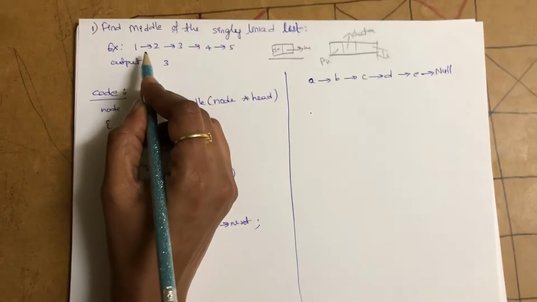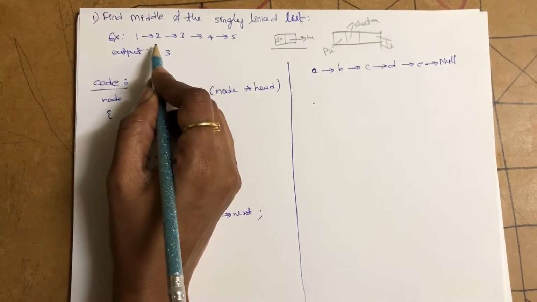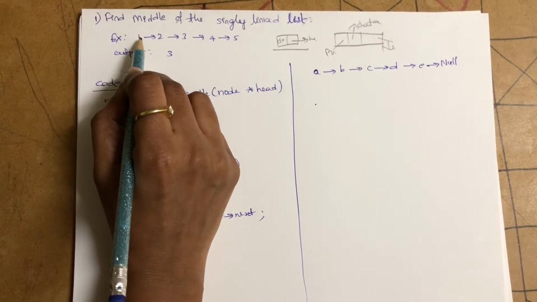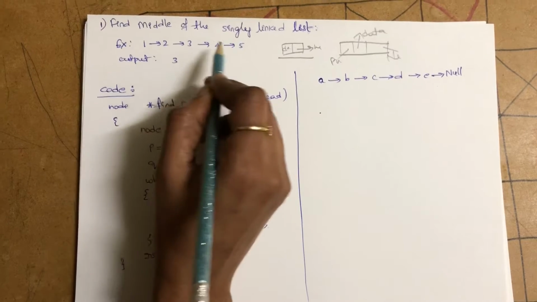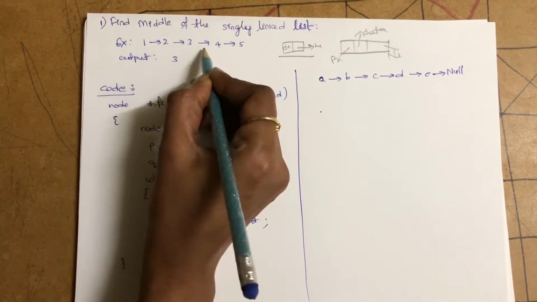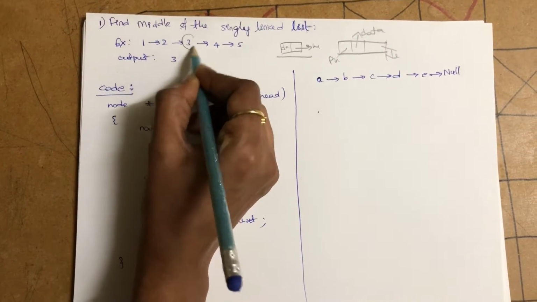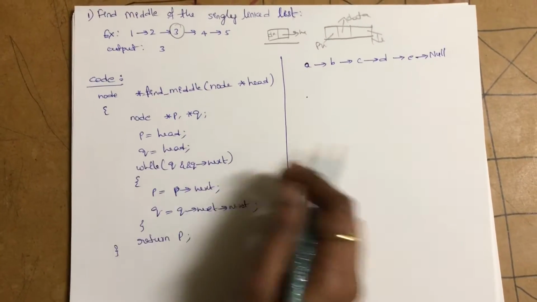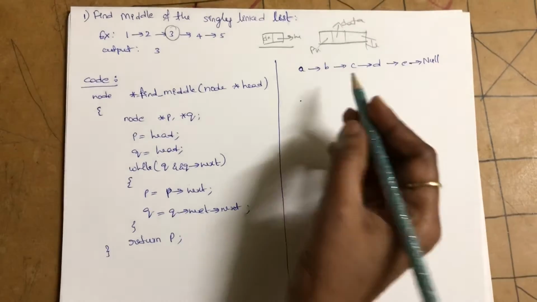So this problem is to find the middle of the single linked list. For example, if we see this singly linked list, the middle of the single linked list is 3. So the output must be 3. Let's see how to implement this problem.